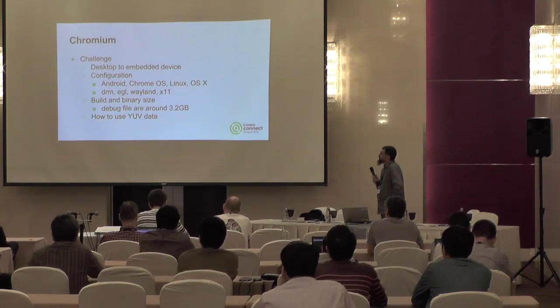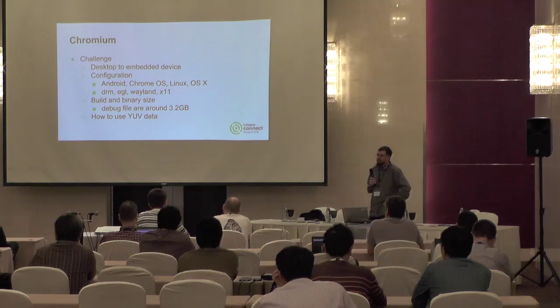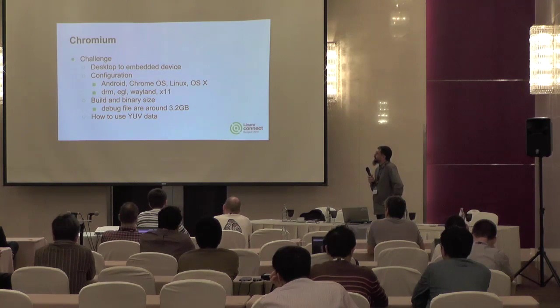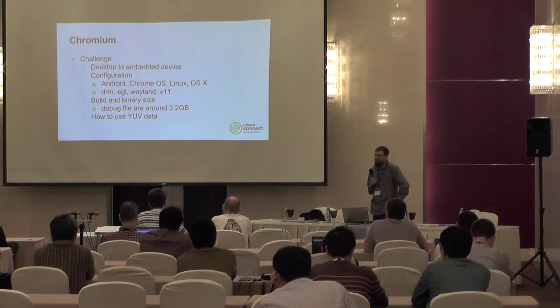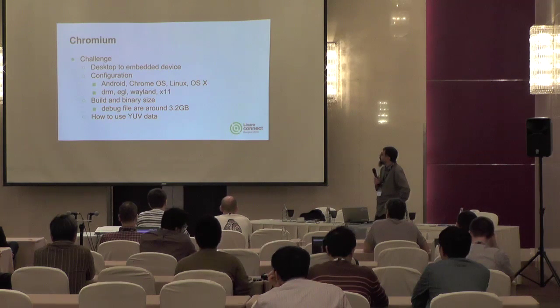We can see that we have two levels of configuration available for Chromium: one for the OS, Android, Chrome OS, Linux, and Mac OS X, and the second one mainly for the display backend, DRM, EGL, Wayland, X11. Depending on both configurations, you have access to some functionality or not. It's the case for Video for Linux, which is available only for Chrome OS with DRM, EGL or Wayland, not for X11.